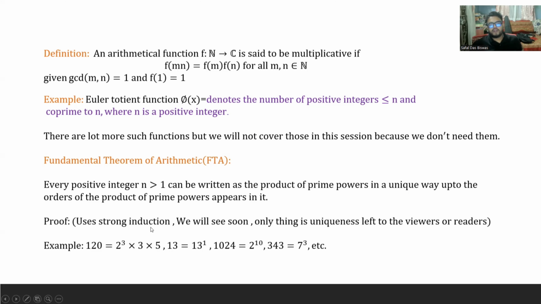The proof uses strong induction. I will cover a small sketch of the proof, but I will leave the uniqueness part to the viewers or readers, because the uniqueness part is not that critical if you understand what is going on. You need to show the uniqueness by taking two different representations. That's it, nothing else. And the example is 120. For example, 120 is a positive integer and we want to factor it into prime powers, right?